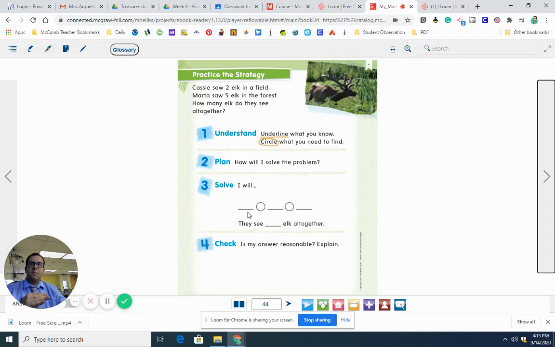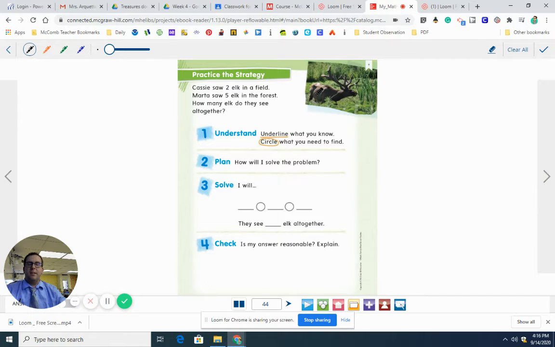When we go to the next page here, this is going to be your turn to start digging in and giving it a try. I'll read it. You get your pencil ready. All right. Cassie saw 2 elk in a field. Marta saw 5 elk in the forest. How many elk did they see all together?